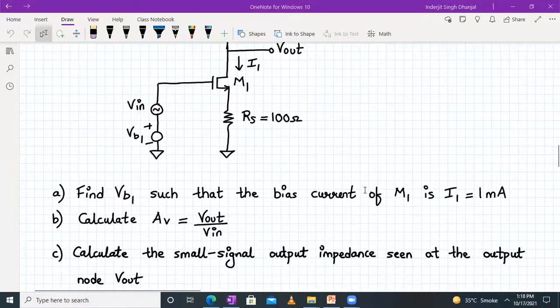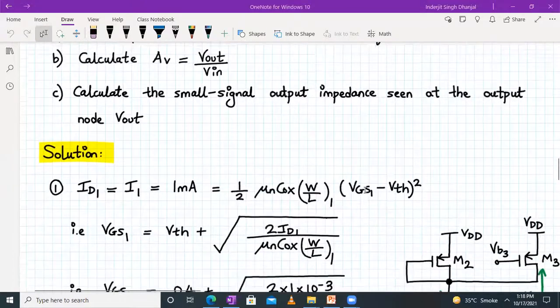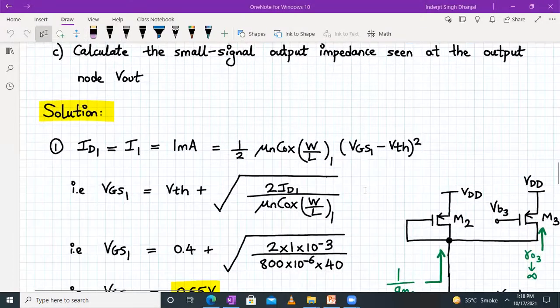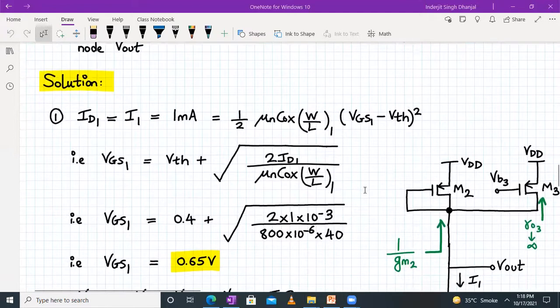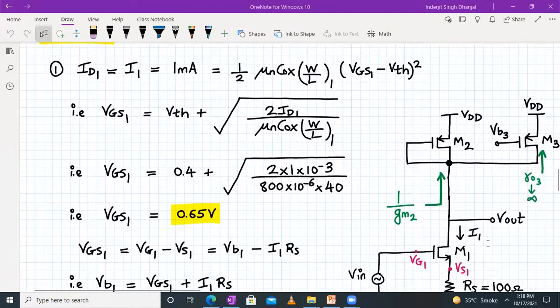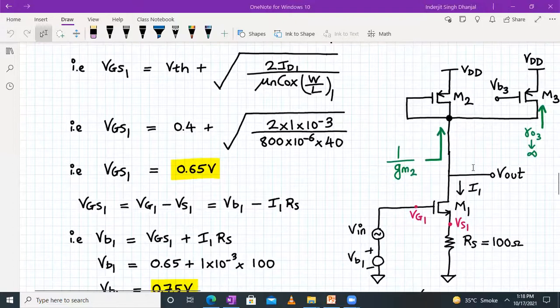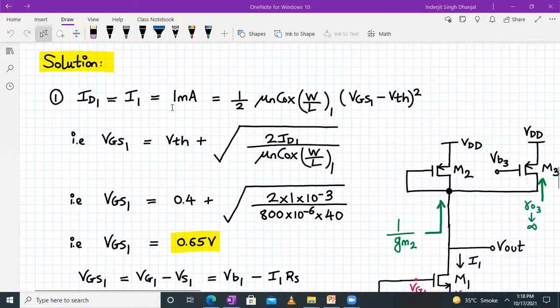So let us begin with our analysis. We know all the transistors are working in saturation. So the drain current ID1 will be same as I1, right? This is my I1 current flowing through the M1 transistor, which is same as ID1. ID1 is given as 1 milliampere. Its formula is half mu n Cox W over L of 1 into (VGS1 minus VTH) the whole square. Now lambda is 0, so the 1 plus lambda VDS term doesn't come over here.